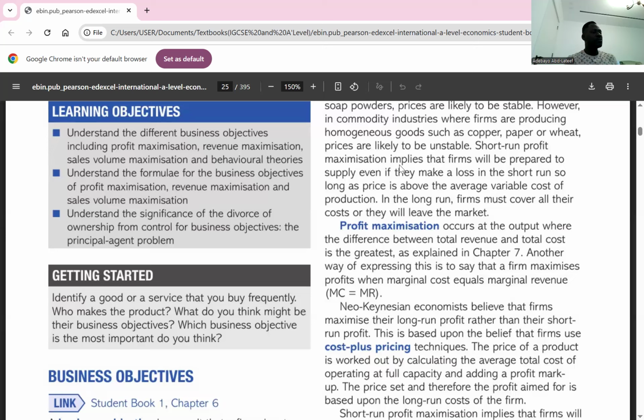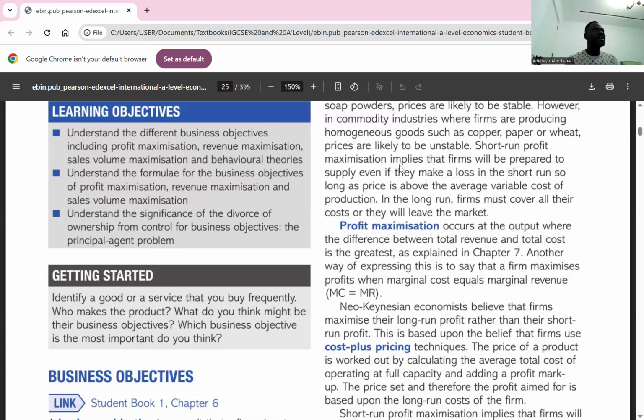Do you get the point here? To maximize profit in the short run, according to neoclassical economists, it means we have to adjust price at any point in time. We have to adjust output at any point in time to suit the market condition. It's about the interaction between demand and supply. So if the demand in the market increases, we adjust price. If the supply in the market increases, we adjust output.